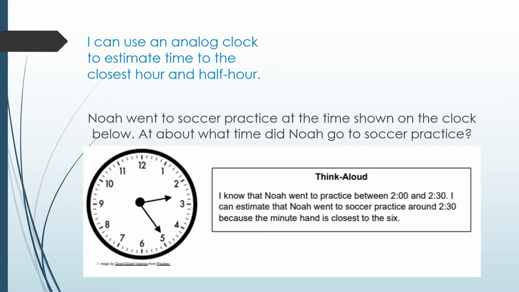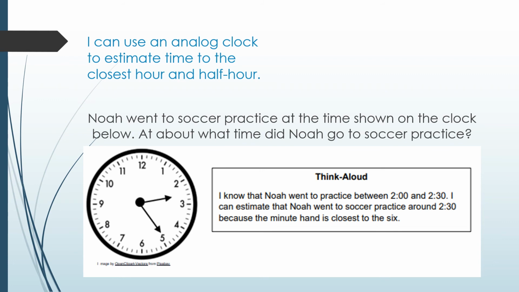All right, now we're going to use an analog clock to estimate time to the closest hour and half hour. So here we have: Noah went to soccer practice at the time shown on the clock below. At about what time did Noah go to soccer practice? So you have a think aloud. It says, I know that Noah went to practice on the clock between 2 o'clock and 2:30. I can estimate that Noah went to practice around 2:30 because the minute hand is closest to the 6.